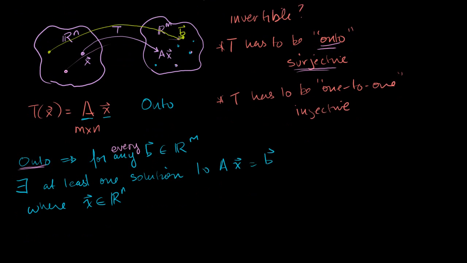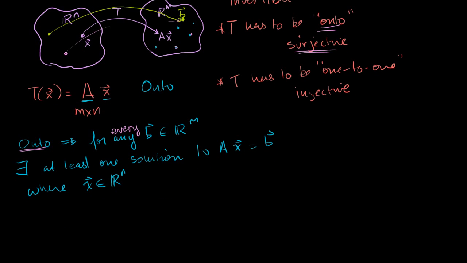That means that A times x has to be able to construct any member of Rm by taking a product of A and x, where x is a member of Rn.